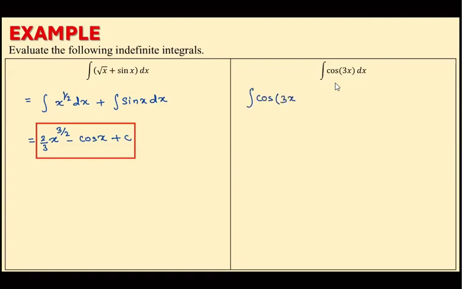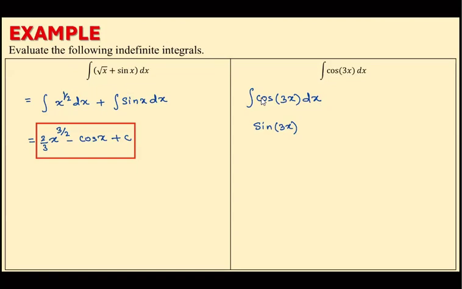cosine 3x with respect to x. So if you look at this function, this is a composite function. Your outside function is cosine, and the inside function is a linear function 3x. So if you remember what I said in the class, if the inside of the composite function is a linear function, you can use the reverse chain rule to integrate this one. So first, we integrate cosine. Integration of cosine is sine, keeping the inside function the same, sine 3x, because the derivative of sine 3x is cosine 3x.